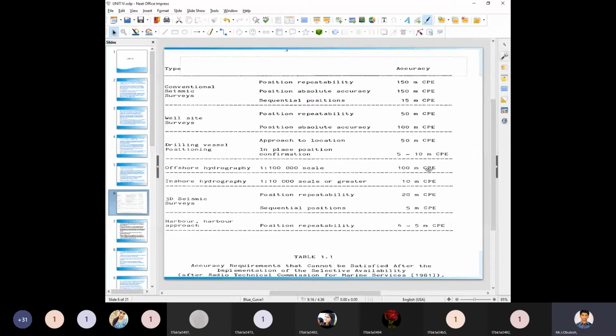Coming to offshore hydrography, all these are marine applications requiring these accuracies.